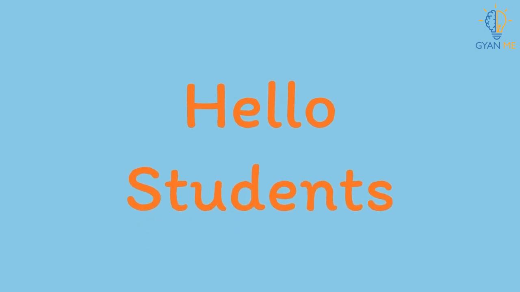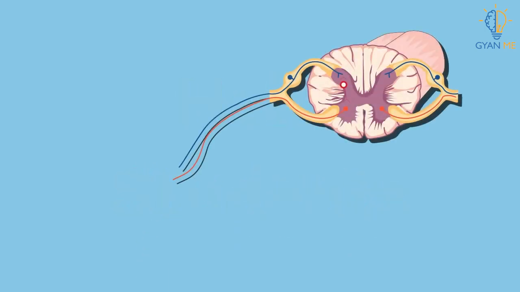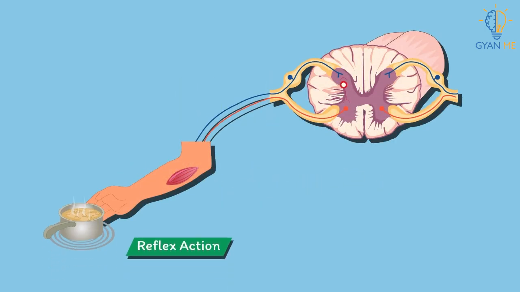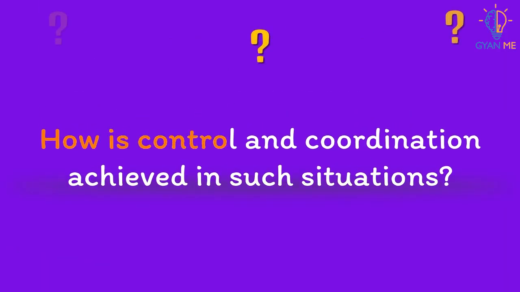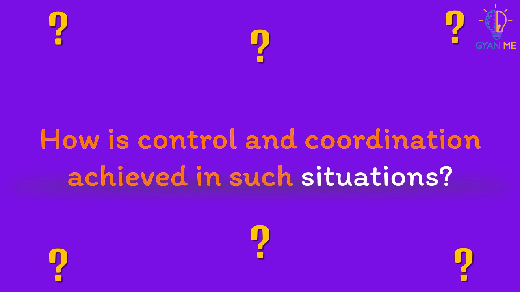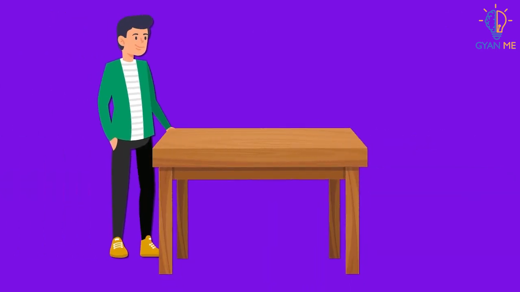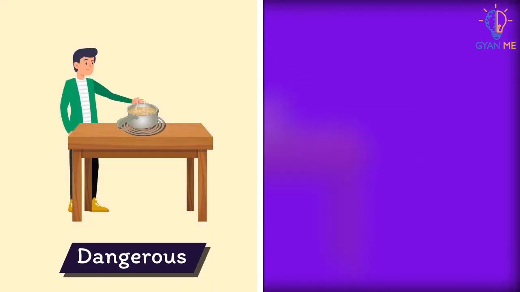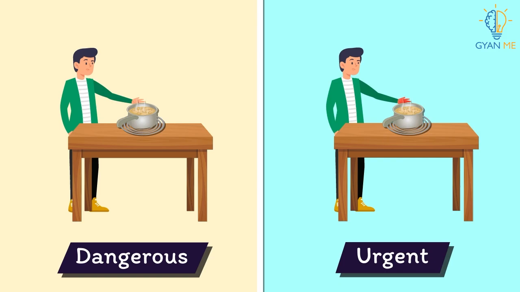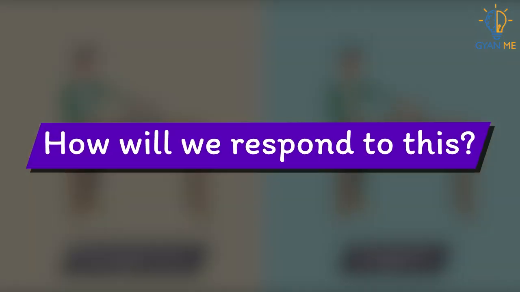Hello students, in the last video we learnt about reflex actions and conditions when they are generated. The natural question is, how is control and coordination achieved in such situations? Let's see this today. Students, consider a case when we touch a hot object. It is dangerous or an urgent situation for us. How will we respond to this?